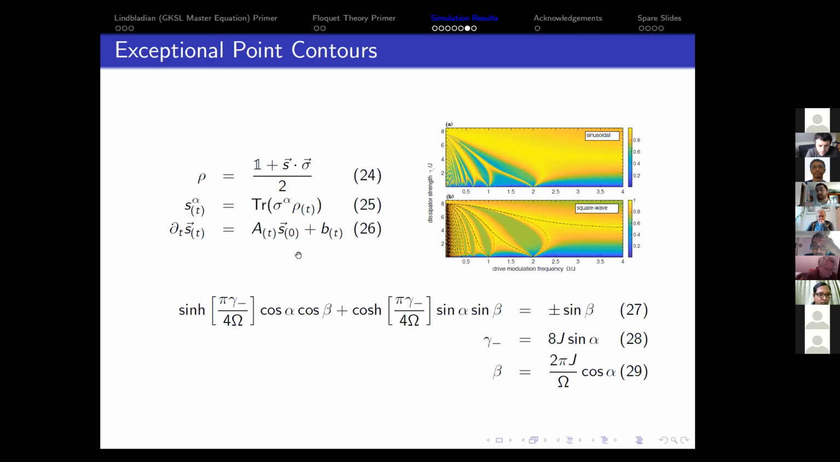So since we're looking for the exceptional point specifically, we want that 2x2 block to be proportional to the identity, because that's the point where the two complex conjugate eigenvalues are going to become degenerate. Once we set that block as proportional to the identity, we can obtain this equation, which has two different conditions here, one associated with plus sine beta and one associated with minus sine beta. The plus condition is associated with the black contours, and the minus condition is associated with the red contours.